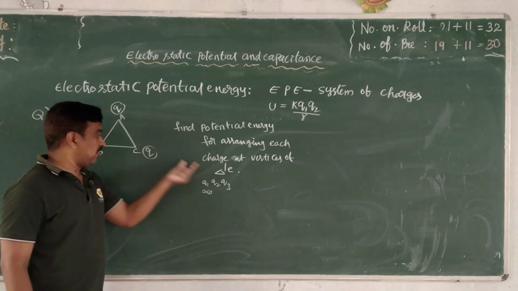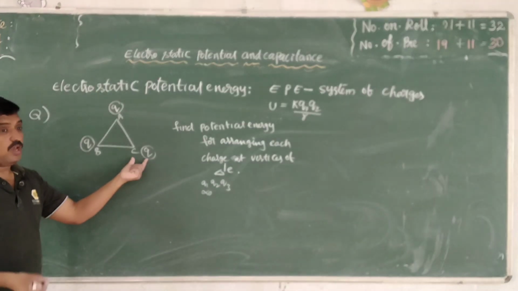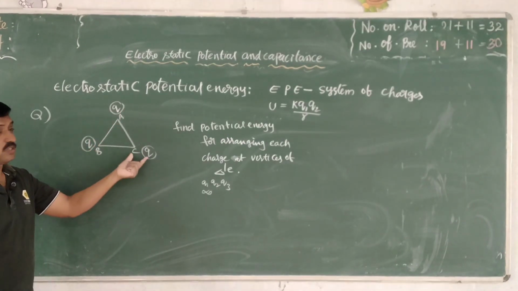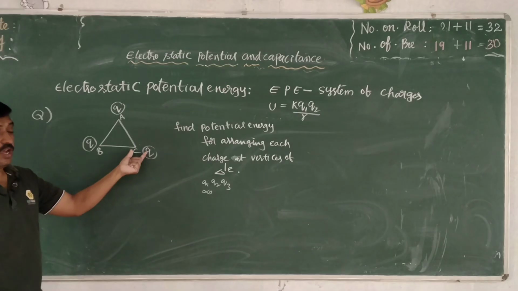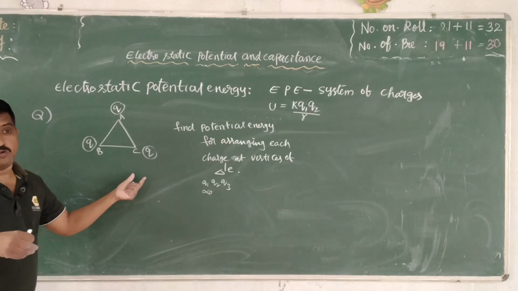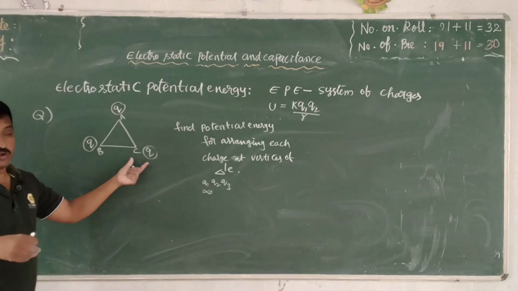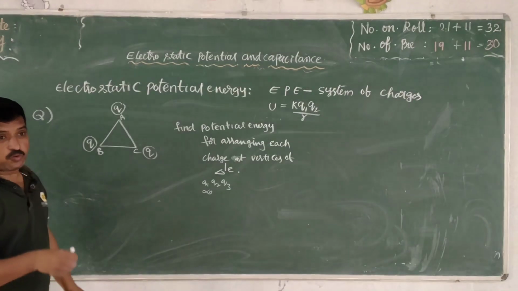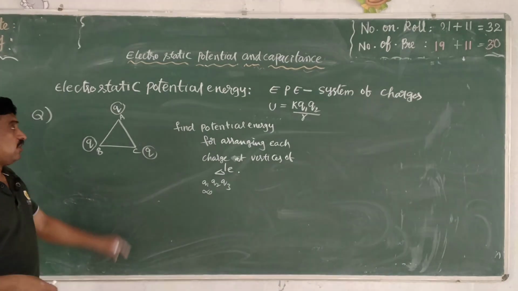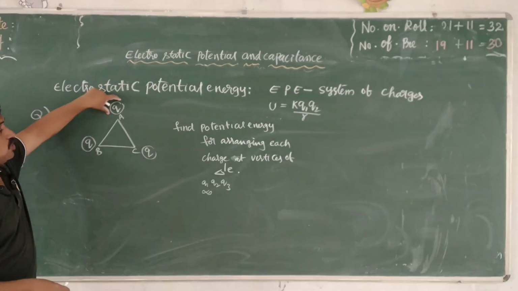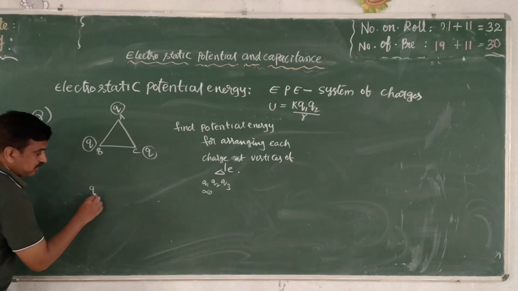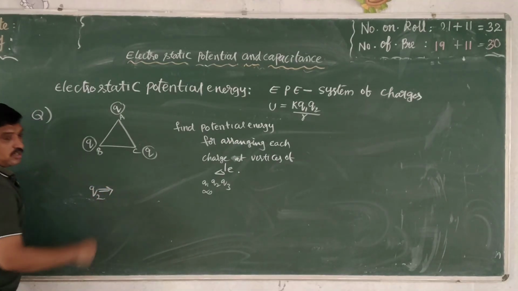For placing the second one, we have to do some work by an external agent. Why? Because the first charge develops some potential here, and this potential opposes the q2 charge. That's why we do some external work and arrange it here. That work is the potential times the charge being brought. The potential due to this charge is what we use.